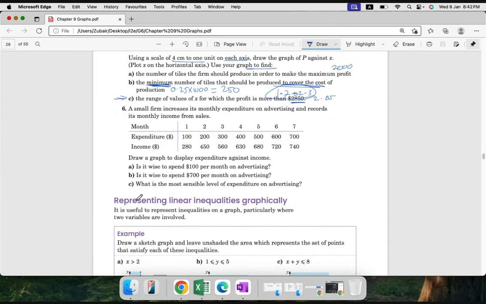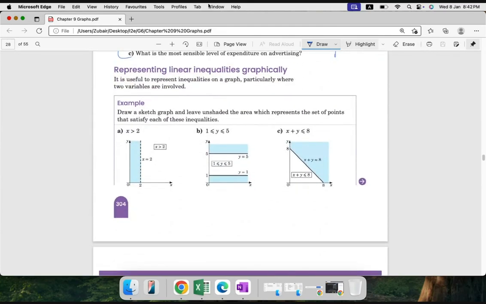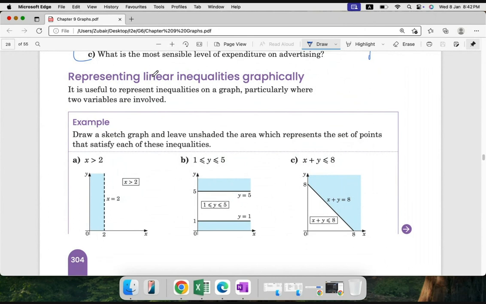Leaving this last question for practice, let's see what we have in the next exercise. Representing linear inequalities graphically. We've already done sketching. When they say x is greater than or equal to 2, I would read it as x is equal to 2 to draw that line. If I have this x-axis and y-axis, x is equal to 2 is a vertical line at 2. Then y is equal to 1 is a horizontal line at 1. Y is equal to 5 is a horizontal line at 5.